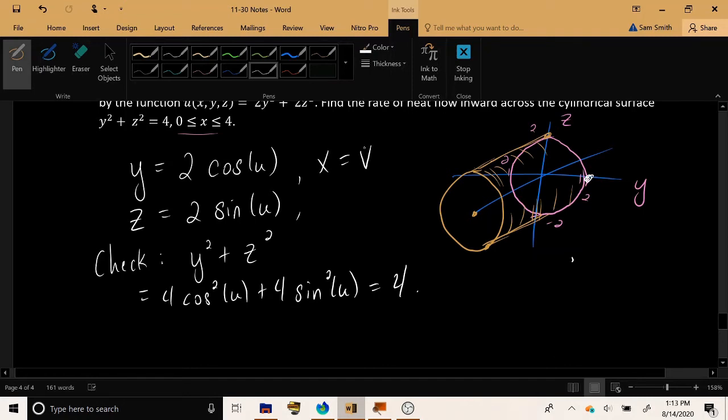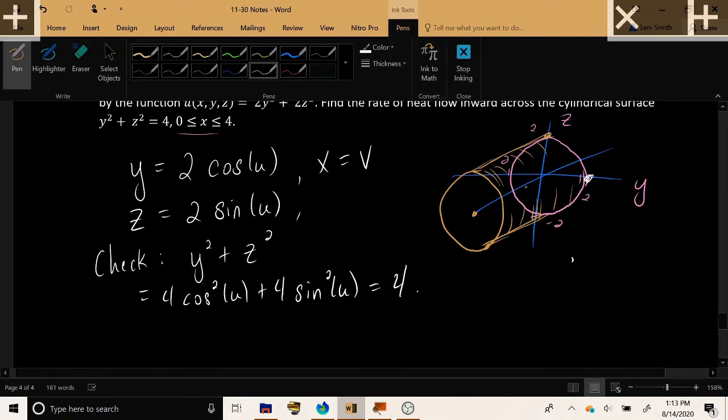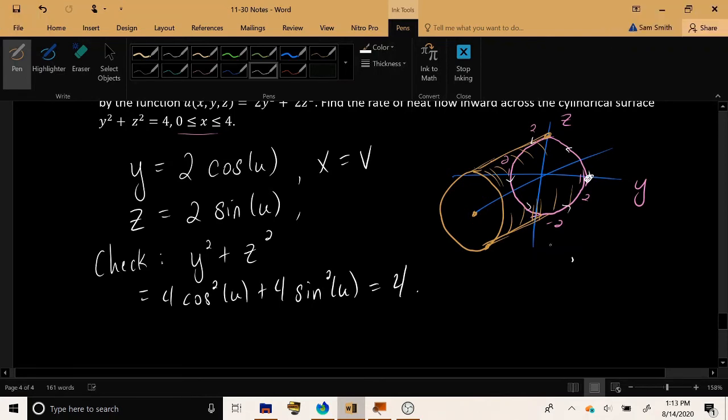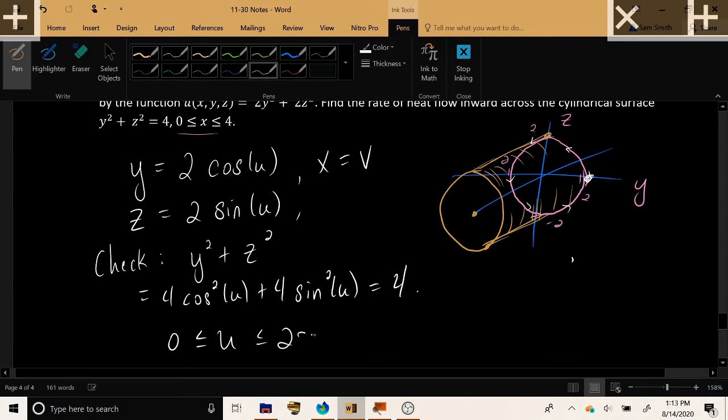Okay, so now that we have set up some parametric equations for this cylinder, let's think about the values of u and v that would be allowed. Now, y and z are creating this circular motion around the outer rim of the cylinder. And u is representing an angle, since it's being put into cosine and sine. So that u value, in order to go all the way around the circular rim, would have to go from 0 to 2 pi.